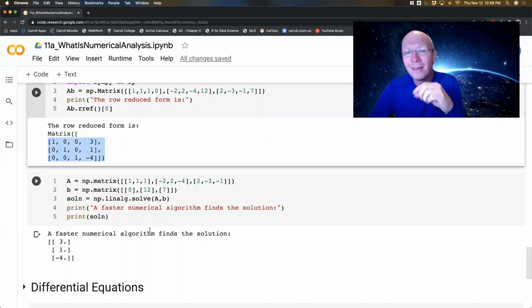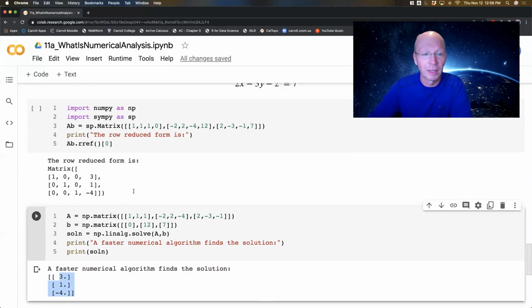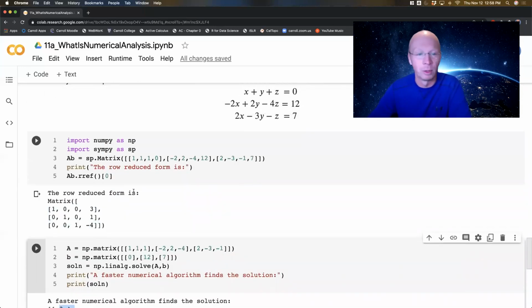But as it turns out, there are way faster algorithms to do this exact same thing and get us 3, 1, negative 4. Turns out that row reduction is super slow, and we can build algorithms that will do way better. Now, 3 by 3 is kind of a silly example because we won't even notice the speed-up difference between row reducing and something like this solve command. But when we ramp this up to, say, a 1,000 by 1,000 matrix, we will absolutely notice the difference.